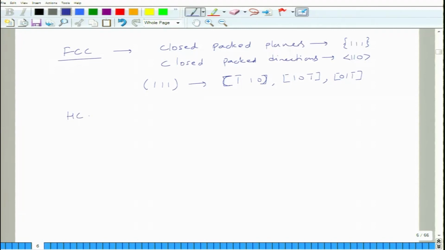In case of HCP, the close packed plane is 0001, which is also called the basal plane.